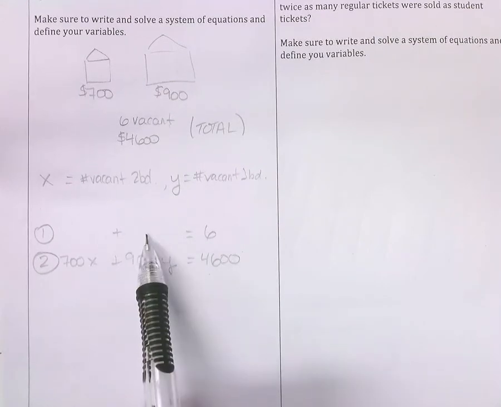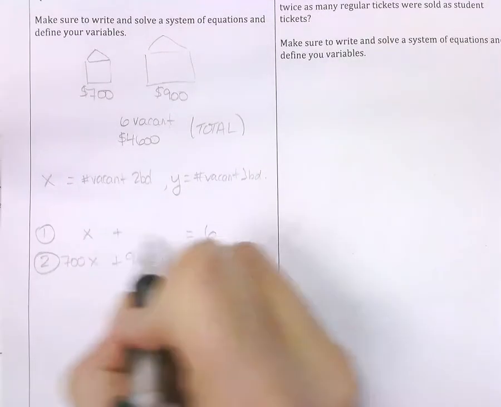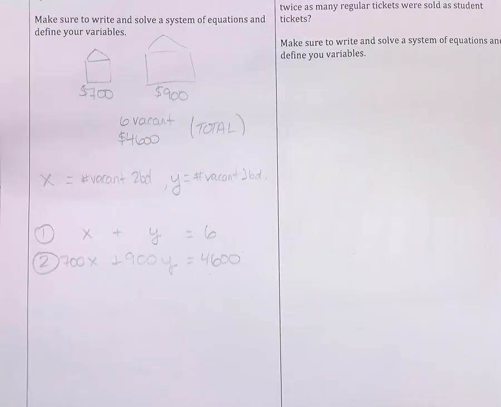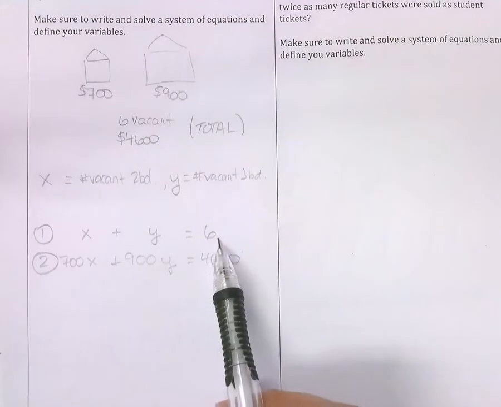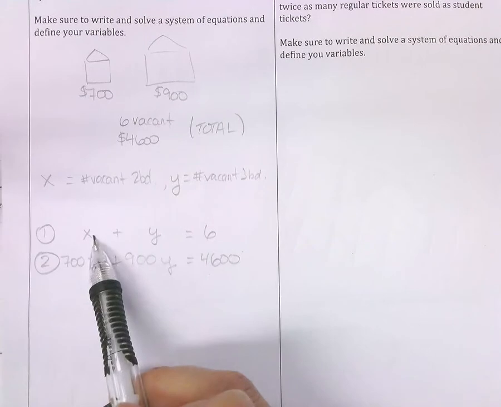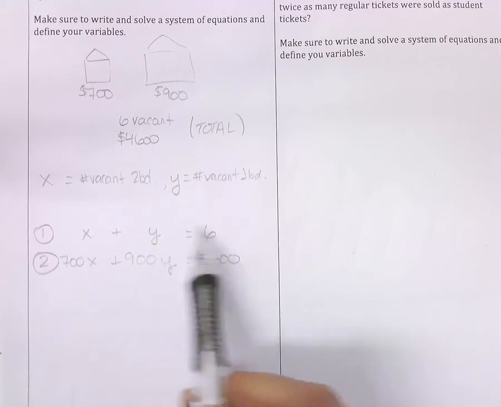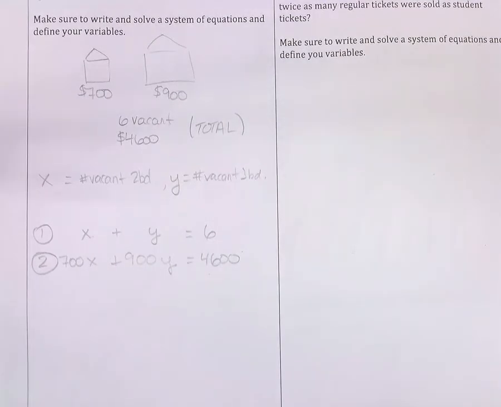What goes here and here? The vacancy: x plus y equals 6. We don't care about how much they were. We just cared that 6 total were vacant. So the number of 2-bedroom plus the number of 3-bedroom totaled to 6. I think I know why you wrote 4,200 now. I was getting ahead of myself.